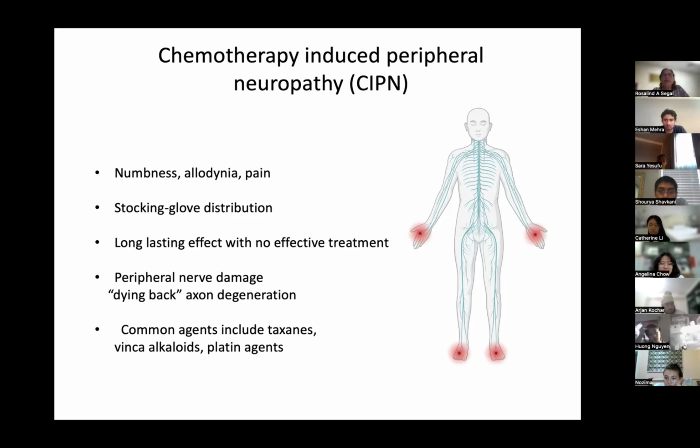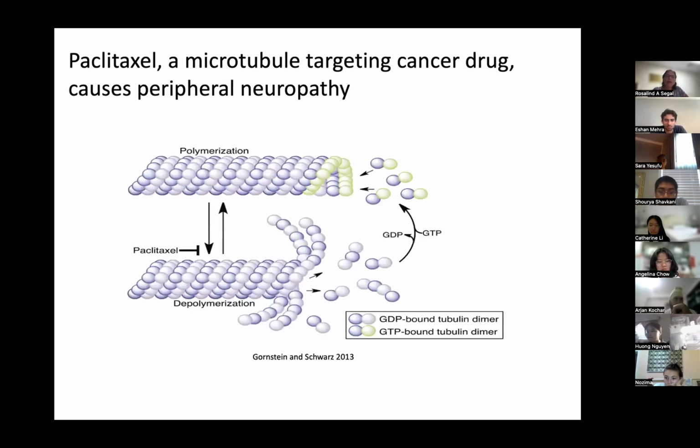This can occur with a number of different chemotherapies, including the category of taxanes, vinca alkaloids, and platinum agents. And the most common cause of chemo-induced neuropathy is paclitaxel. So what is paclitaxel? It is a microtubule targeting drug. It binds to tubulin, which is the component that makes up microtubules, and it prevents their depolymerization. So it stabilizes and maintains these long microtubules within your cell. And this is one of the major cytoskeletal elements in cells.